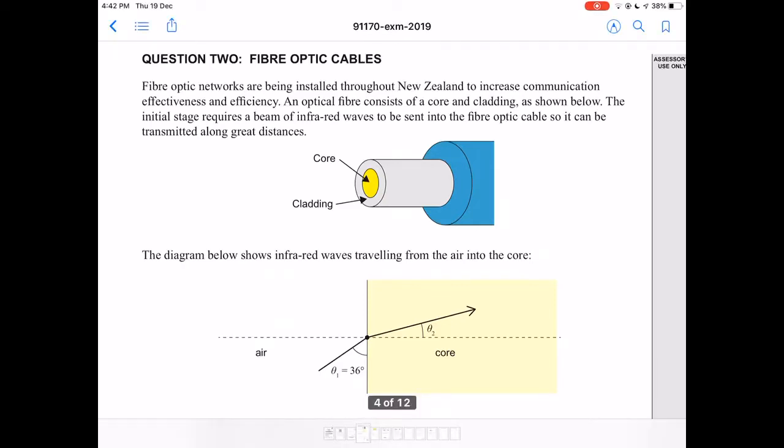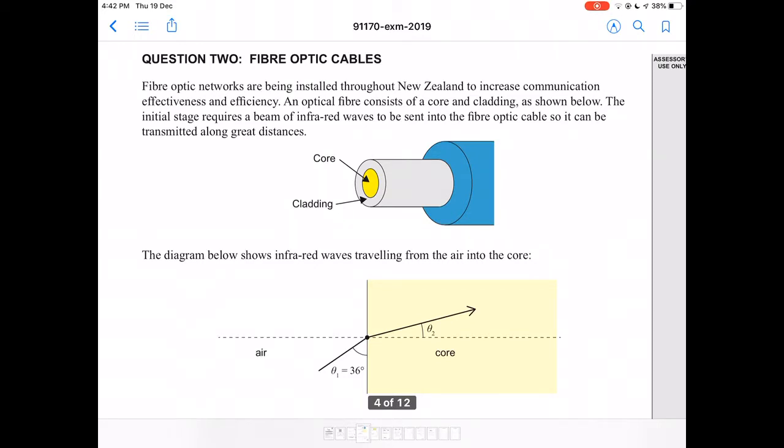Hey guys, welcome to question 2 for the 2019 level 2 waves paper for physics. So question 2, fiber optic cables. Fiber optic networks are being installed throughout New Zealand to increase communication effectiveness and efficiency. An optic fiber consists of core and cladding as shown below.